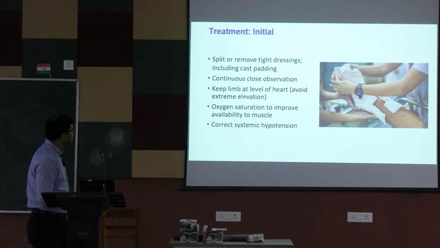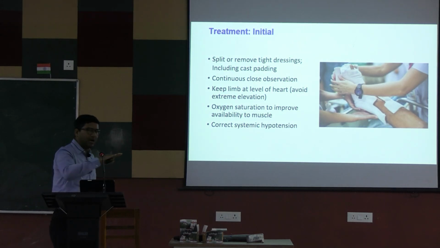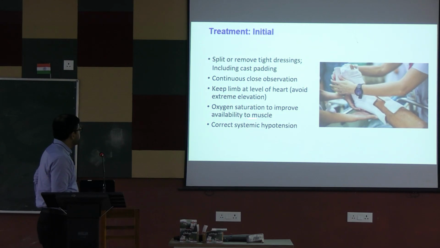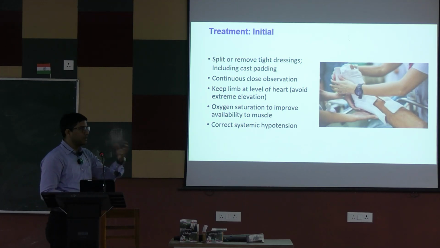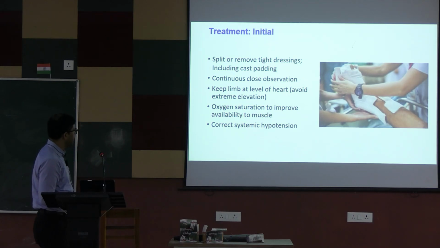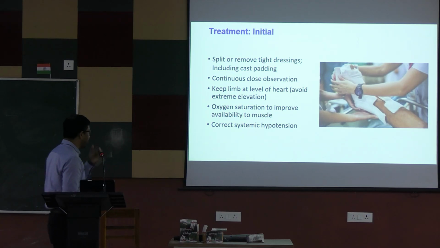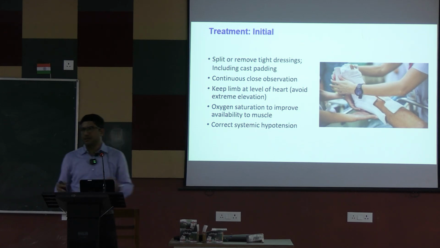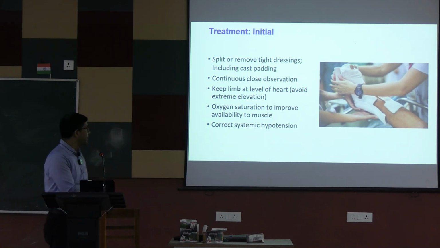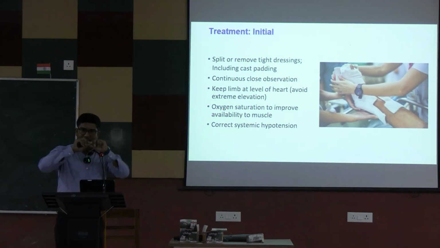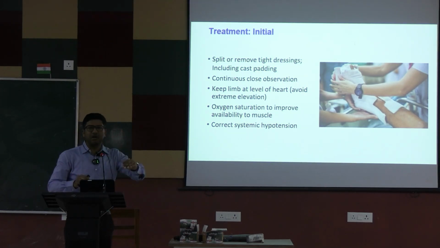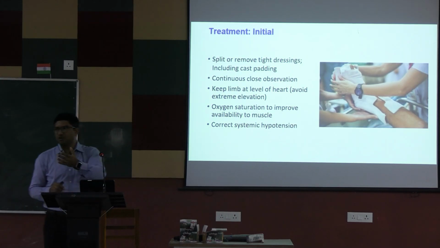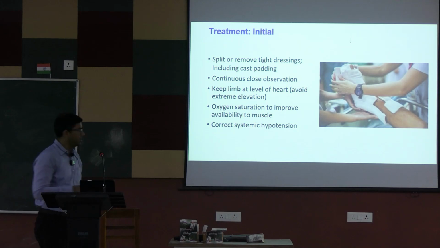You will observe very closely, and keep the limb elevated, but not too much. It should be at heart level. You give the patient oxygen, because you need the muscles and nerves to get oxygen. And importantly, you have to correct the hypotension. If a polytrauma patient has lost blood, you have to treat the hypotension, because there is a gradient. If the systolic blood pressure is low, then the interstitial pressure will disrupt the blood supply.